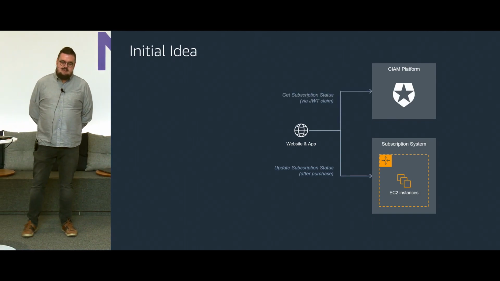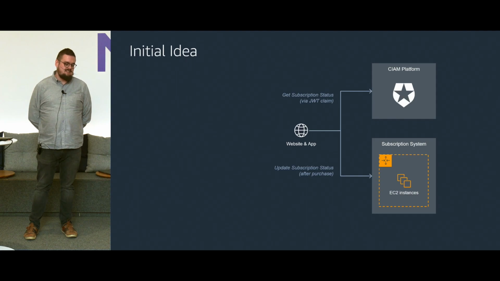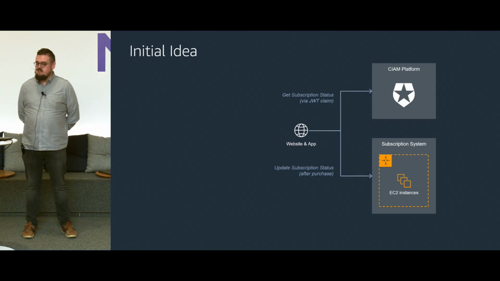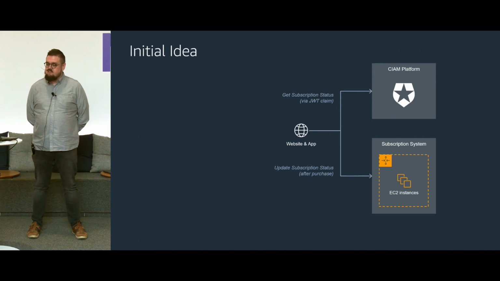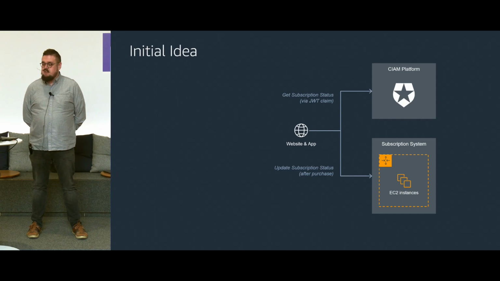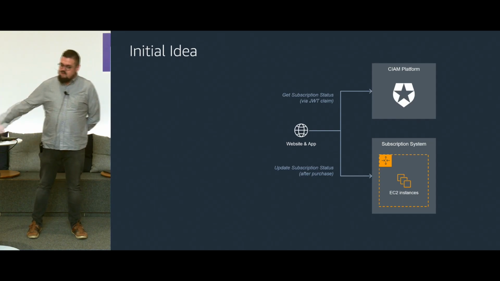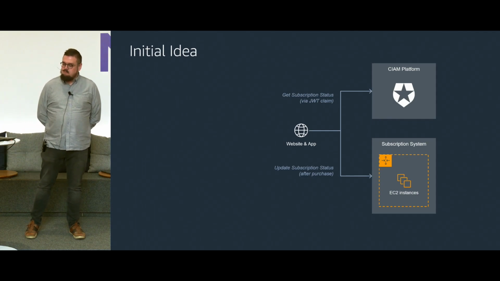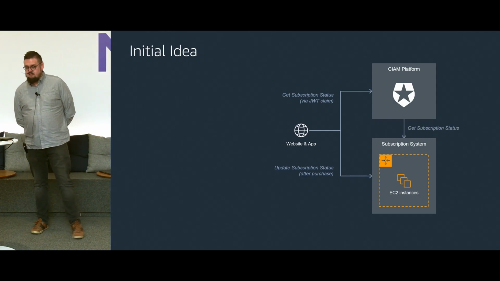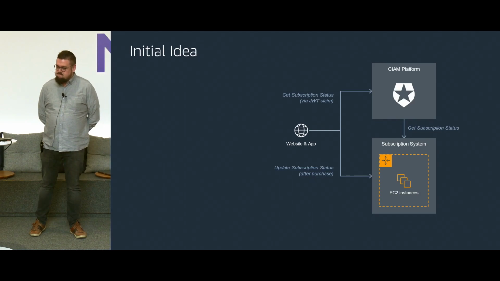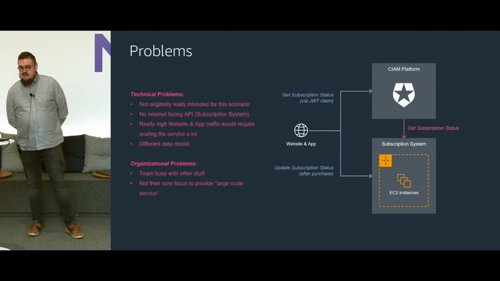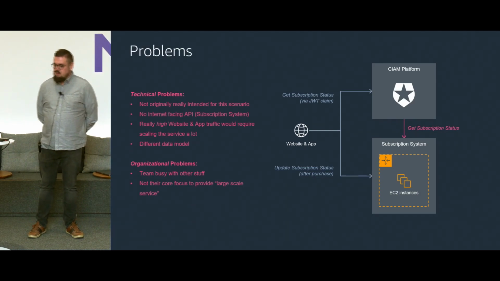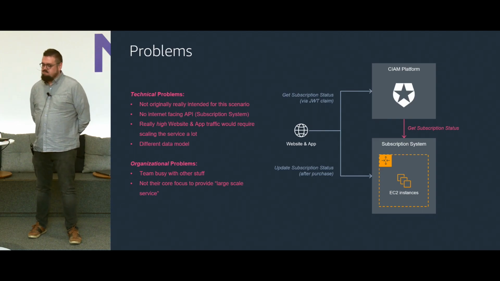And when the user tries to access some paywall content, and they do have access to that, the website will actually check the authentication platform and get the subscription status through the JWT claim, and of course verified, etc. And how the authentication platform could know about the subscription status, it would actually query the subscription system. This was the initial idea, but then we realized few problems, both technical and organizational.